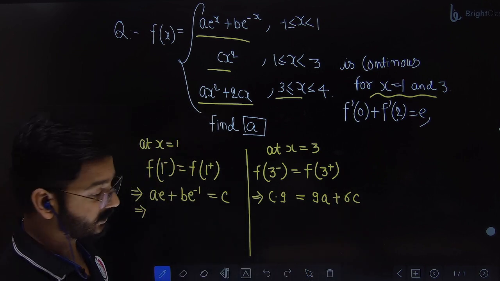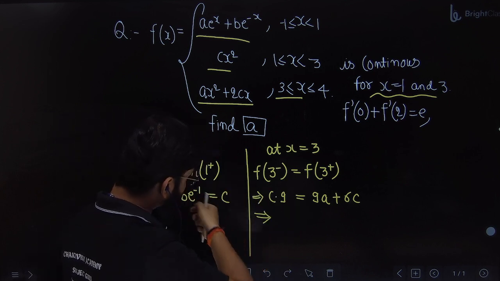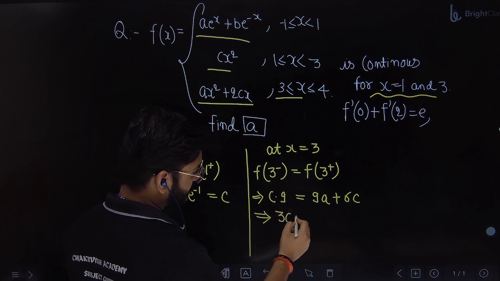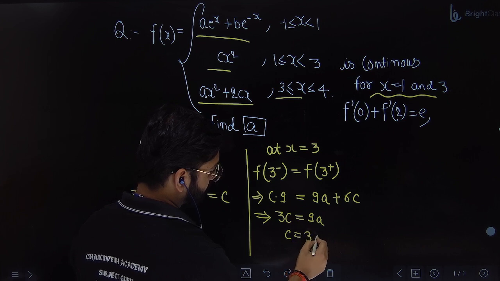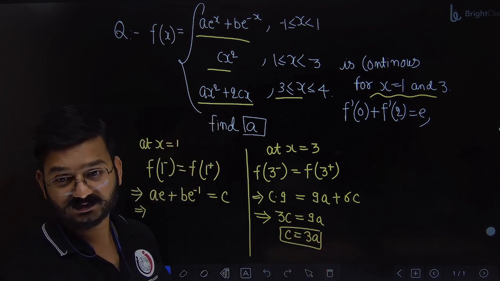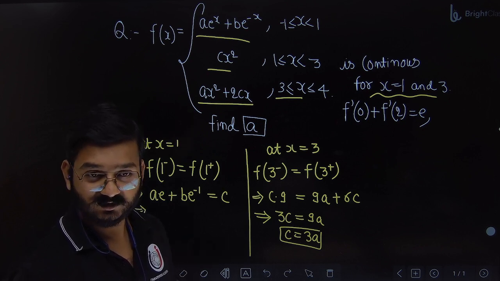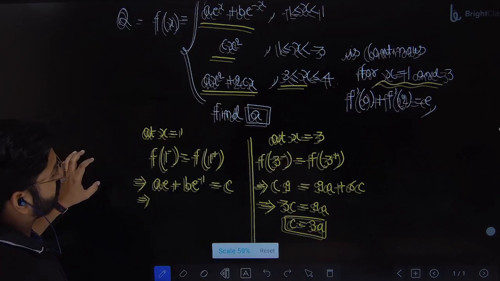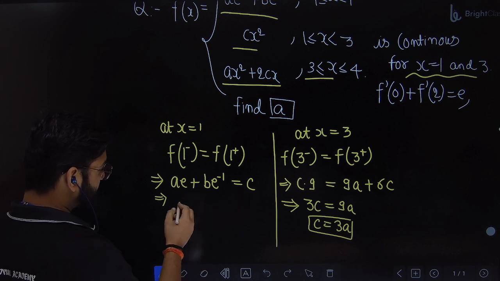Any problem? So from here, you got a relation between a and c. So this will be how much? 9 minus 6, 3c equal to 9a, or c equal to 3a. So this is the relation between c and a. This kind of question we have solved yesterday, finding the relation between a and b. But here you have to move 2 or 3 more steps. So if you simplify this, you can put c as 3a here.